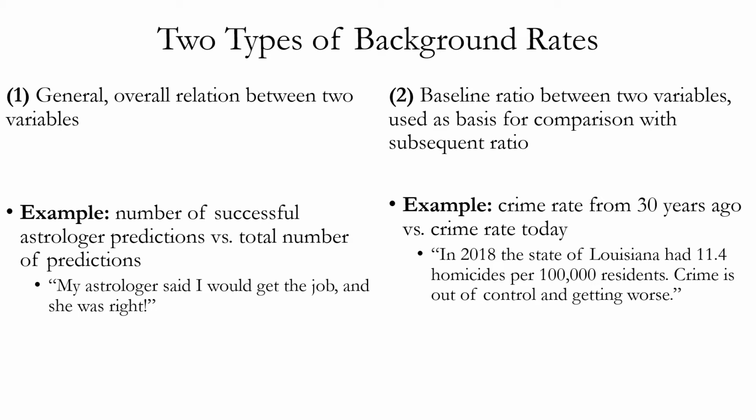In order to assess the claim that crime is out of control, it would be good to compare the homicide rate in 2018 with the homicide rate of other decades, such as 30 years ago, or the homicide rate of other states in the United States or other nations. And if you're saying particularly the crime rate is getting worse, then you absolutely need to compare the crime rate of 2018 with that of previous years. So those are the background rates that are missing from this claim.